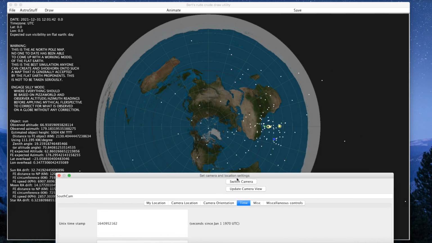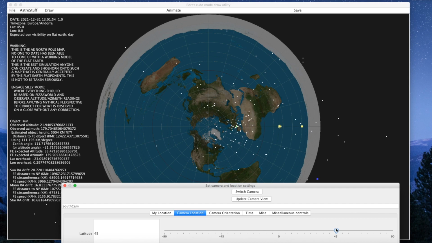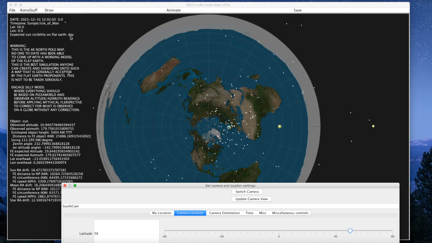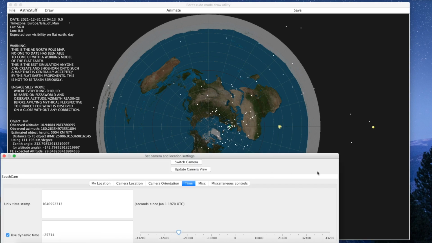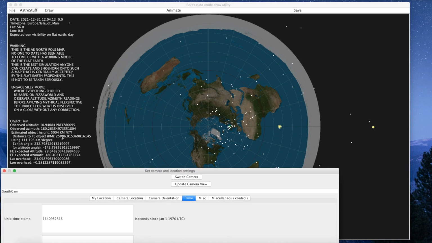And this would be true if I move the camera to a different latitude, for example. Let's say I place myself somewhere on the Isle of Man. And over here at this time, the sun should not even reach the ice wall. The observed altitude is 10.9 degrees, which would make it over here. So this is another example of being even more of a problem for flat Earth. The observed altitude of the sun is 10.94 degrees.